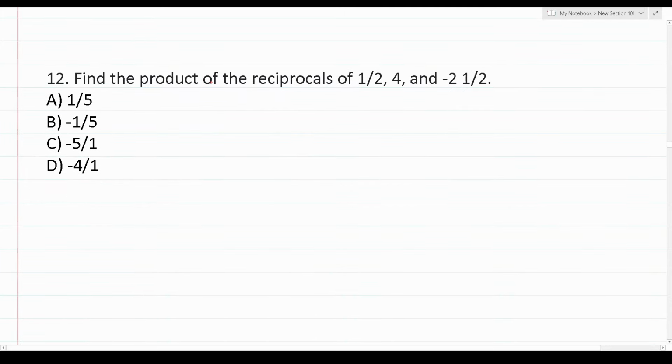All right, number 12 says find the product of the reciprocals of 1/2, 4, and -2 1/2. All right, so for this problem, we're working with the numbers 1/2, 4, and -2 and 1/2. And before we can find the product, we actually have to find the reciprocals of each of these numbers. And as it happens, that's pretty easy to do. To find the reciprocal, you just exchange your denominator and numerator. That is, you flip-flop them. So the reciprocal of 1/2 is 2 over 1.